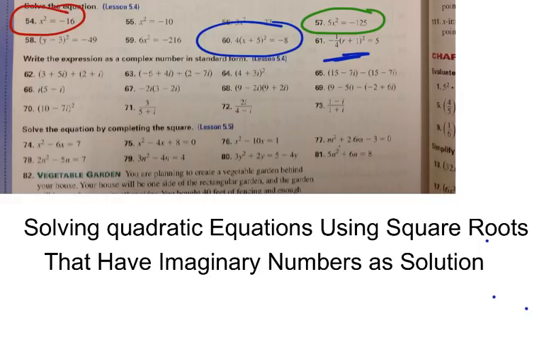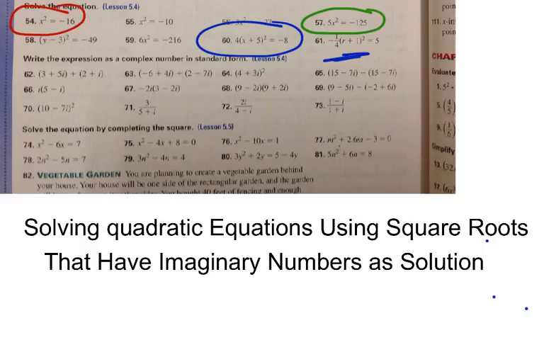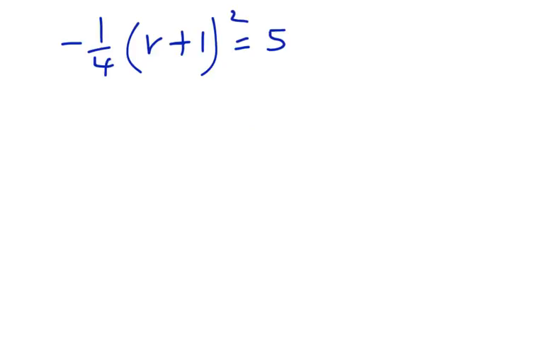Negative 1/4 (r plus 1) squared equals 5. Let's double check. Negative 1 over 4, r plus 1 squared equals 5. Again, some people will get confused with the negatives. They'll say, oh yeah, that's subtracting, so I need to add 1/4 on both sides, and they will go crazy. No. That's a no.